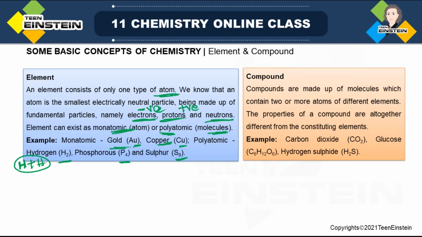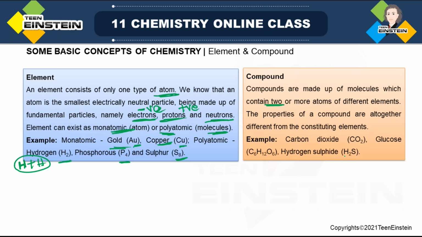Then what about compounds? Compounds are made of molecules which contain two or more atoms. So at least two different elements must be present, because if the two atoms are of the same element, it is no longer a compound. So in a compound there has to be at least two different elements. It may be more than that. The properties of a compound are altogether different from the constituent elements.